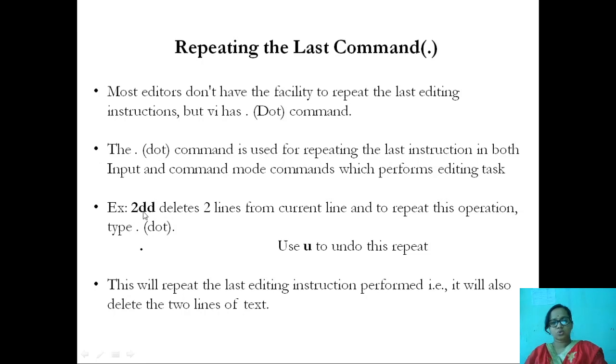So 2dd means what? It will delete 2 lines from the current line. For example, if I say this is my current line, and I press 2dd, this one and the next one will be deleted. If I want to repeat the same 2dd, instead of giving this command again, what I can do is press the dot operator.